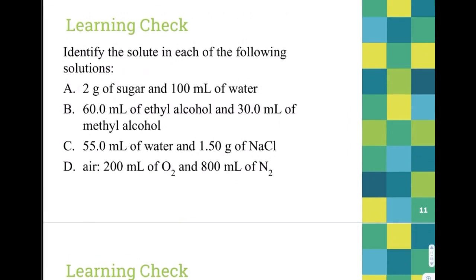Identifying the solute in each of the following solutions. So the solute is going to be the thing that's less. And so I'm going to highlight here the answers. The solute here is your sugar. The solute here is your methyl alcohol. The solute here is your sodium chloride. And the solute here is your oxygen.